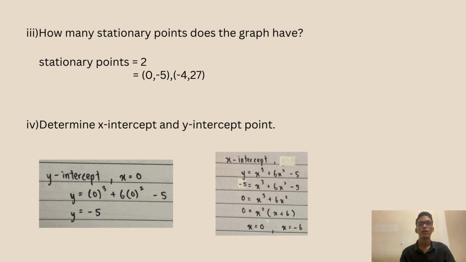and we replace the value in the equation, that will be negative 5 equals x cubed plus 6x squared minus 5. And then it will be 0 equals x cubed plus 6x squared, and after that it will be 0 equals x squared in bracket x plus 6, and we will get the value of x is minus 6 and 0.